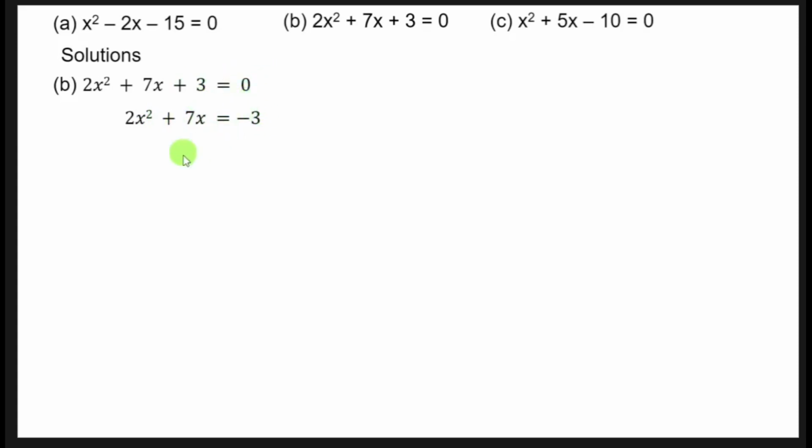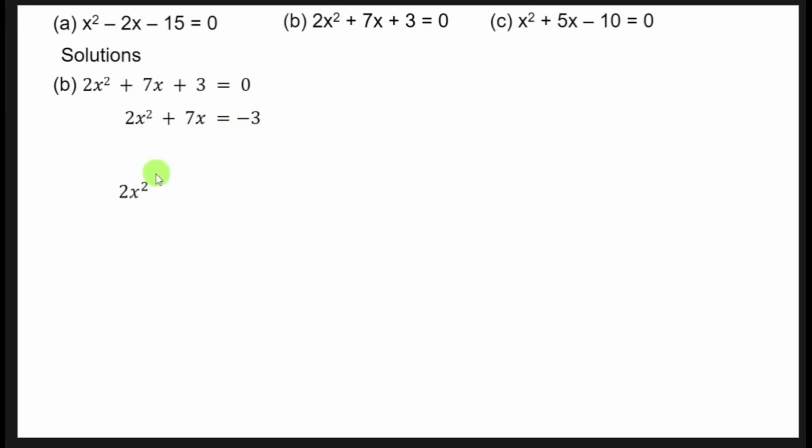Then from here, the next step that we are supposed to do is to ensure that the coefficient of x squared is 1. So how do we make it 1? We divide by 2. So for us to remain with just a coefficient of 1, we need to divide this x squared by 2. So whenever we divide this by 2, we also divide this by 2 and also this by 2. So these are the steps that you are supposed to follow. That's how it is solved.